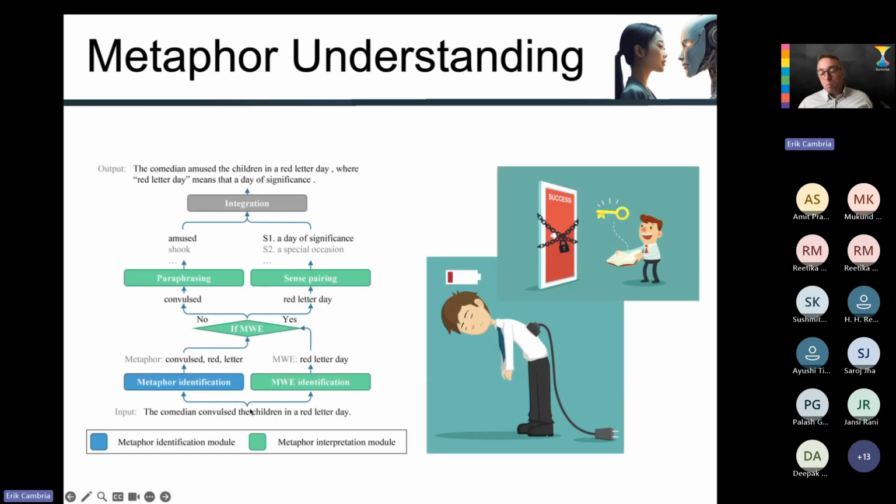Metaphor understanding has been impossible to solve for many years because it's a very complex problem. It's actually a two-phase problem. First, you have to individuate the metaphor, and then you have to unfold it or explain it. But this is very useful because we use many more metaphors than we realize.